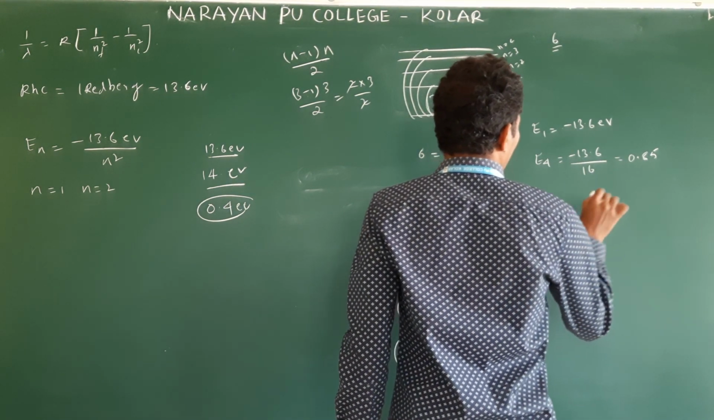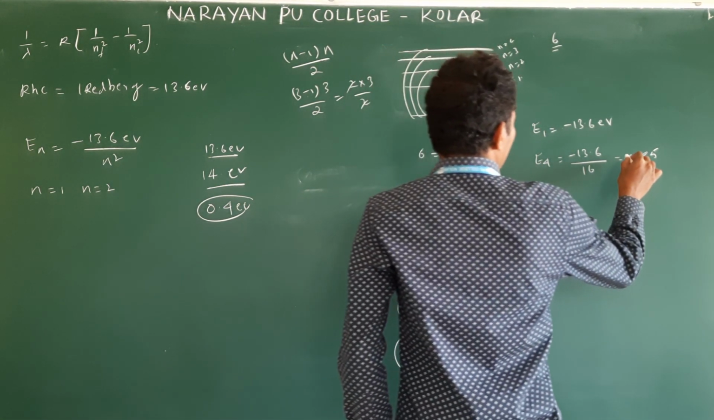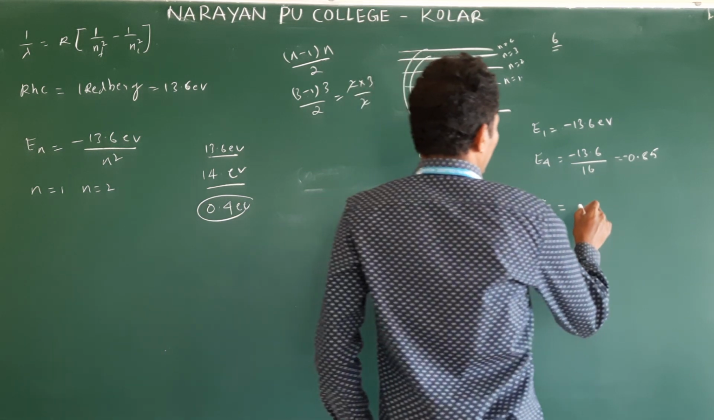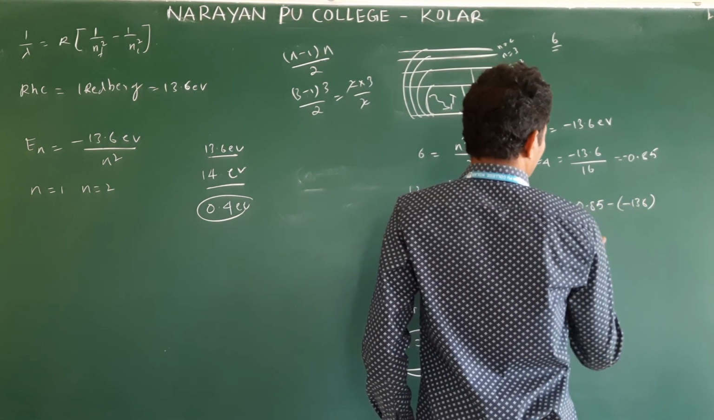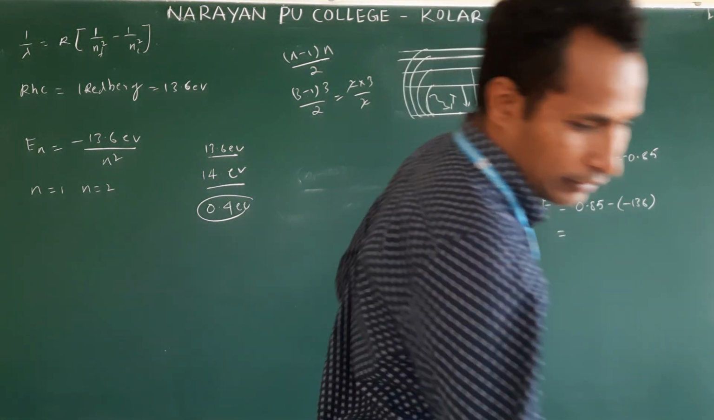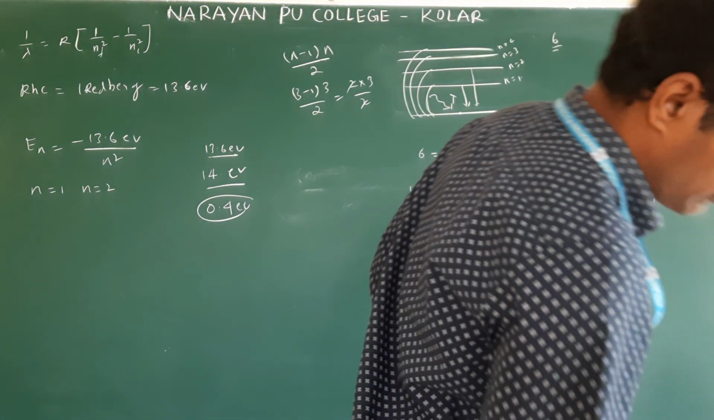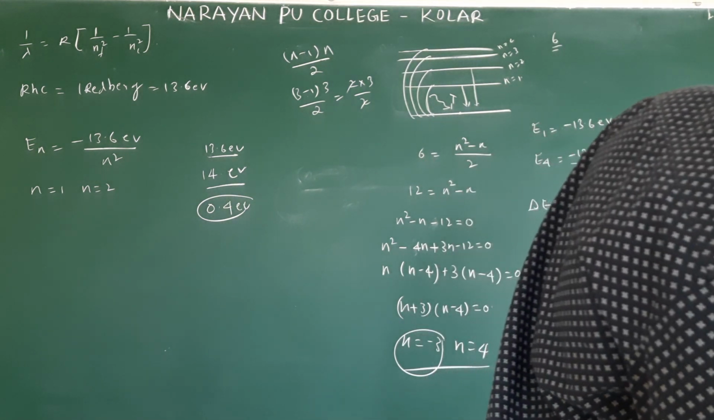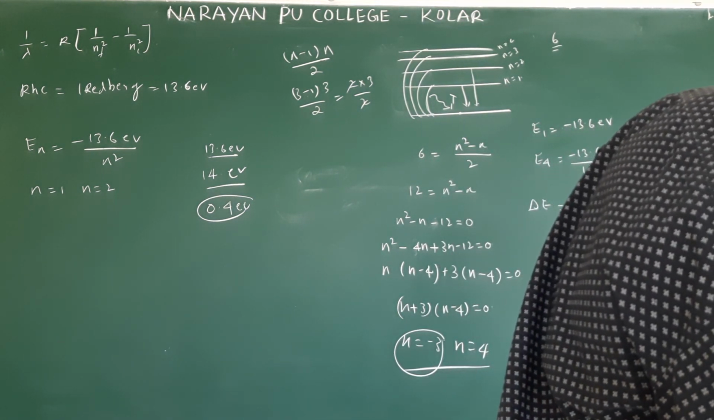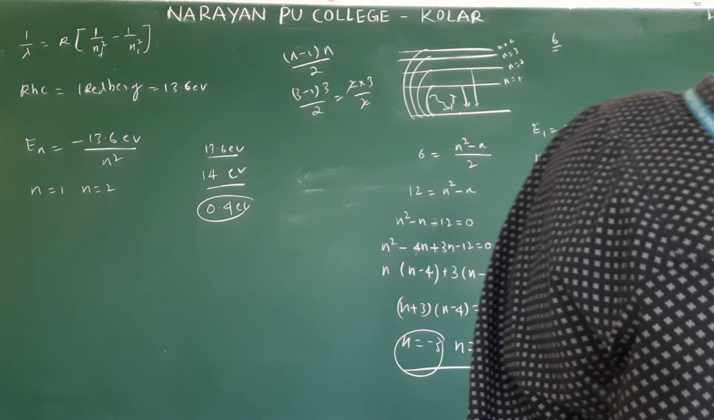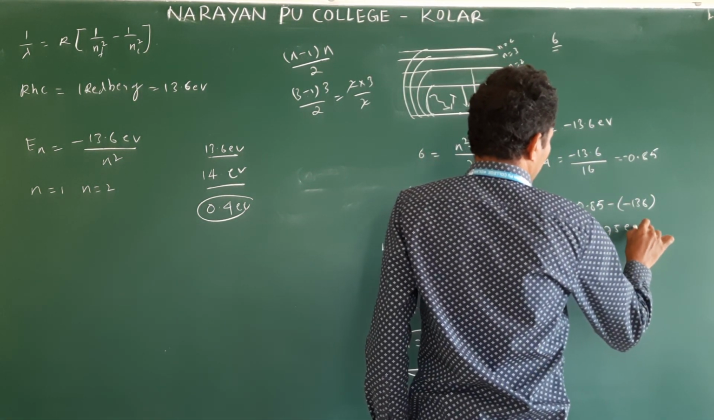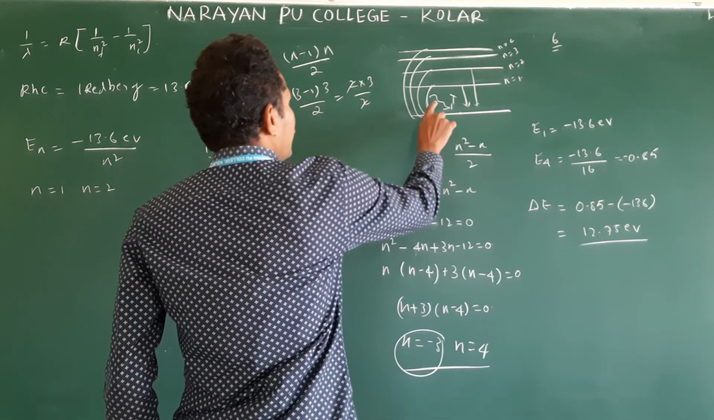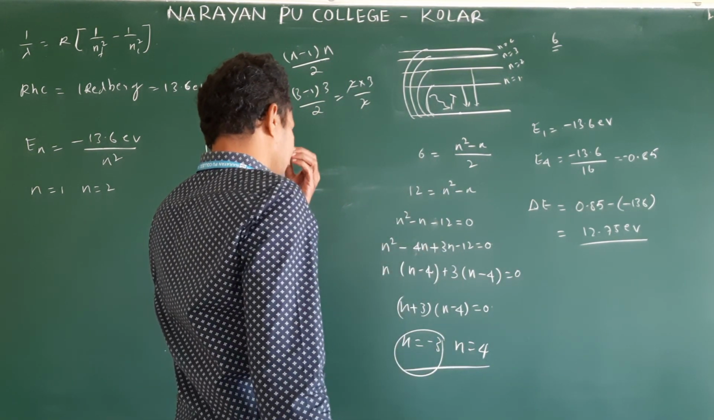We can get the energy absorbed. Actually, this is also minus. So how do you write? 0.85 minus of minus 13.6. Clear? So if you do this, it is 12.75. This is the energy of the incident radiation.